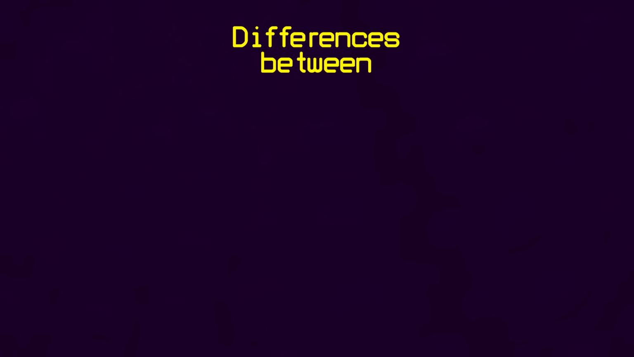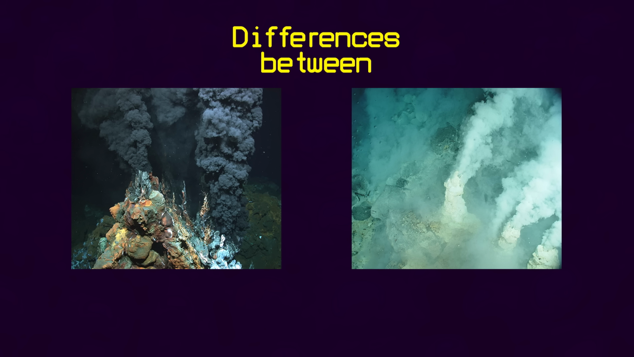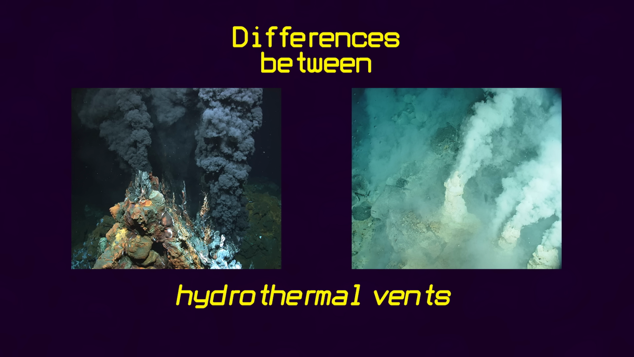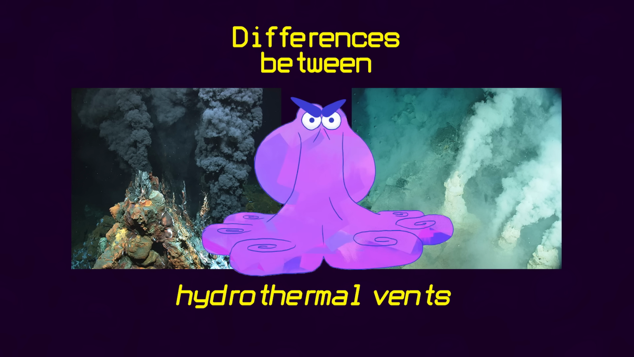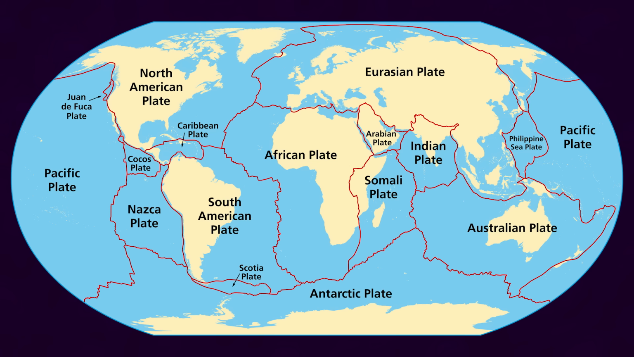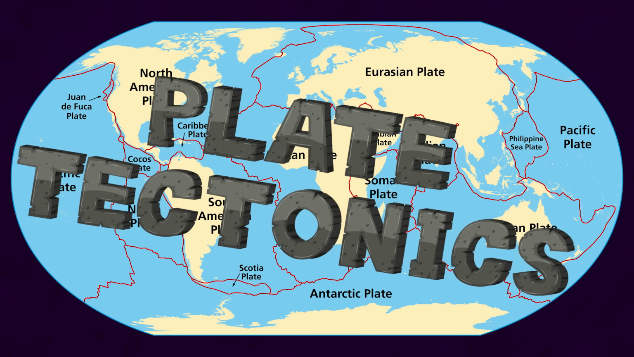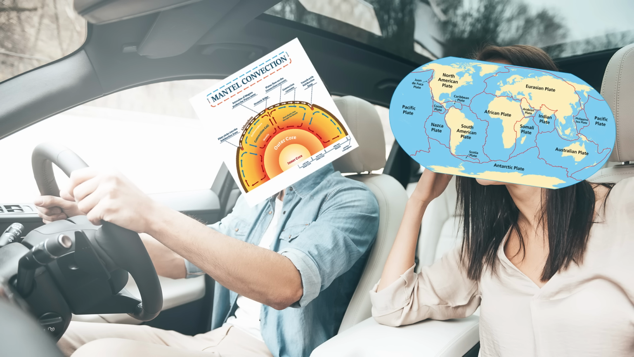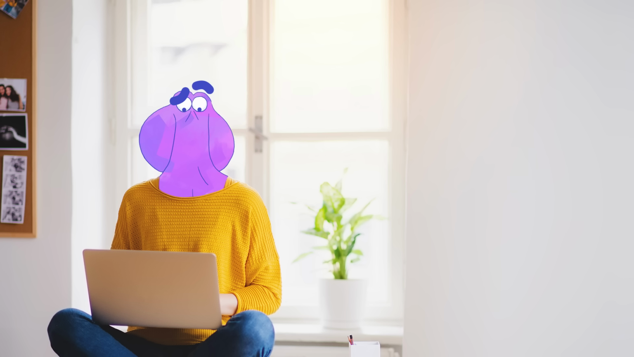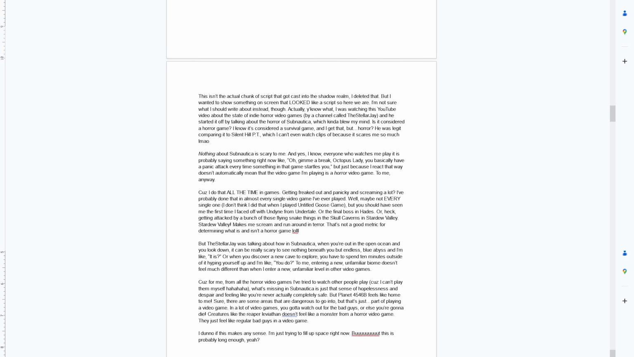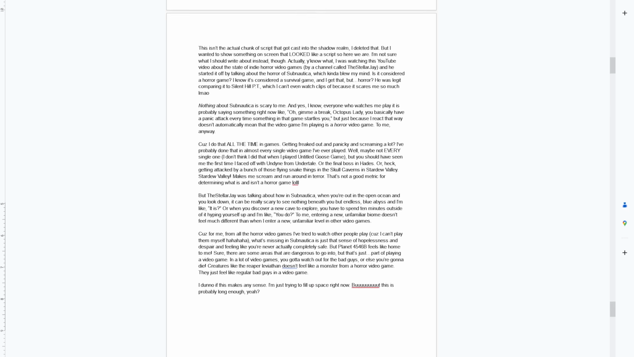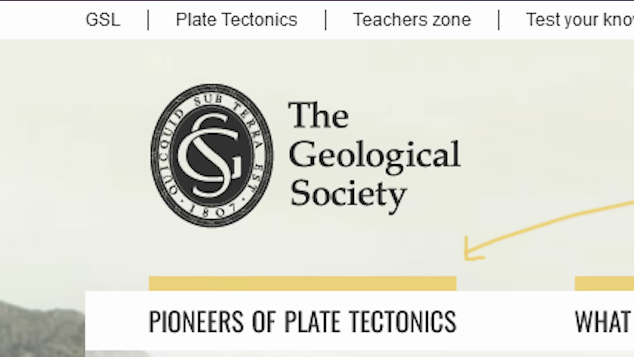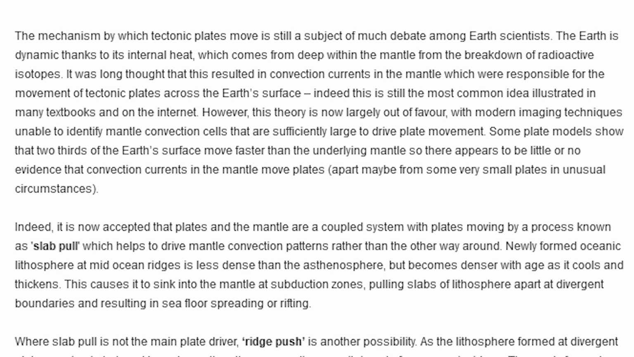Anyway, to discuss the differences between black smoker and white smoker hydrothermal vents, we need to talk about how they're formed. And originally, this was going to be a whole section about the unifying theory of geology, which is plate tectonics. And I was going to talk specifically about mantle convection, which is what I thought drove plate tectonics. I did a bunch of research into it and had actually completed a whole section of this script about it, but then I somehow stumbled across this from the Geological Society, where they said that mantle convection is a theory largely out of favor now.